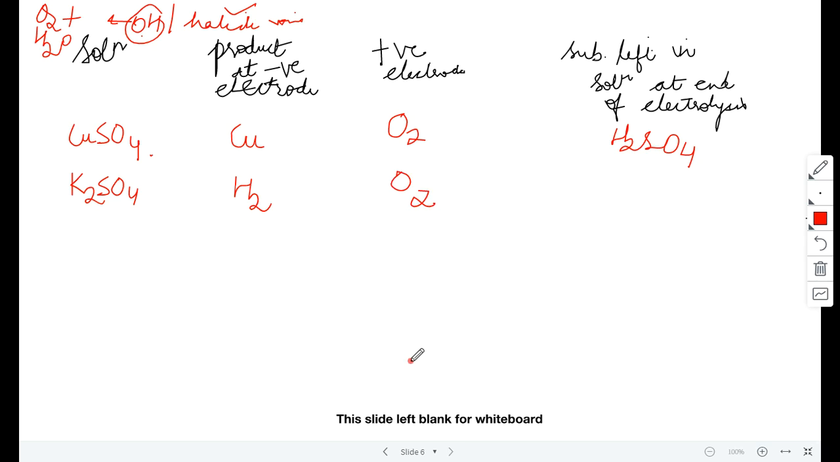Yes, O2. You don't have to write OH negative ions. OH negative ions I'm explaining to you, but when it goes to the electrode, it always forms atoms. You understood? It always forms atoms. The atoms are formed, so that is why I'm writing O2. So now what is the substance which is left in the solution? Potassium sulfate. Excellent.